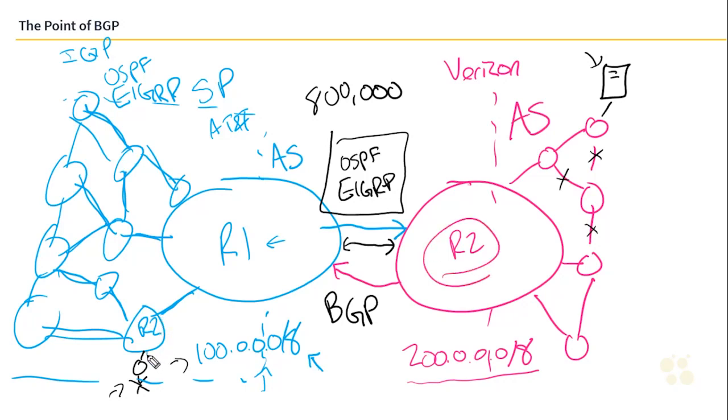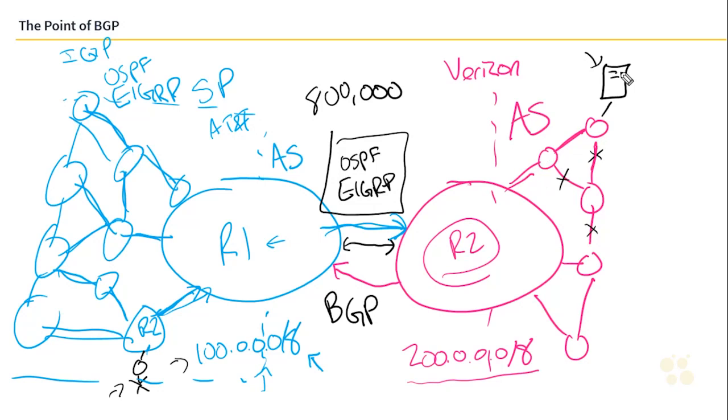So your packet comes into your router, which has learned about this autonomous system from R1, so it forwards your packet to R1. R1 sends it over to R2 in Verizon's autonomous system, and then Verizon's interior gateway protocol, like OSPF or EIGRP, knows the optimal path to route your packet to the server.